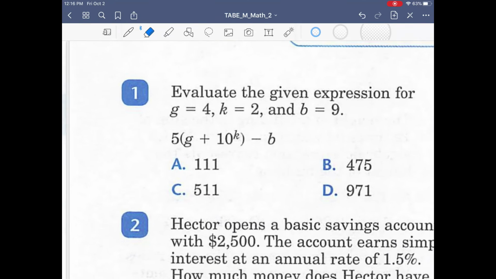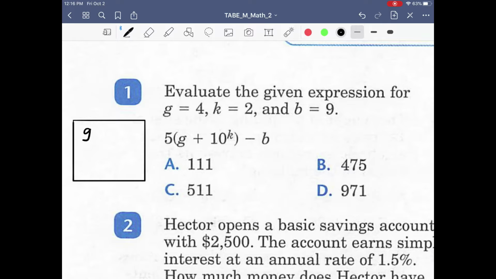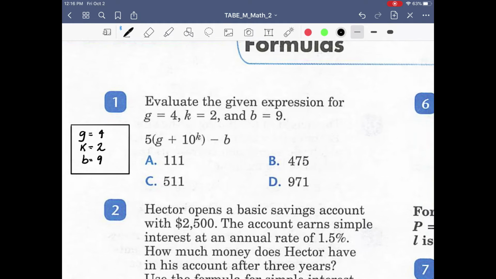If you have not watched the instructional video, I encourage you to do that before you start this process. In that video, we talked about a variable box and why I think that's important. So I'm going to follow that same process here. It says to evaluate the given expression when G is 4, K is 2, and B is 9. So those are the variable assignments, and then here is our expression.